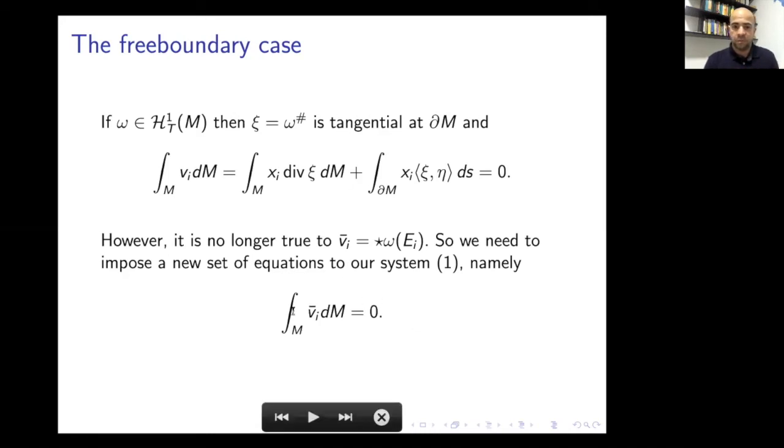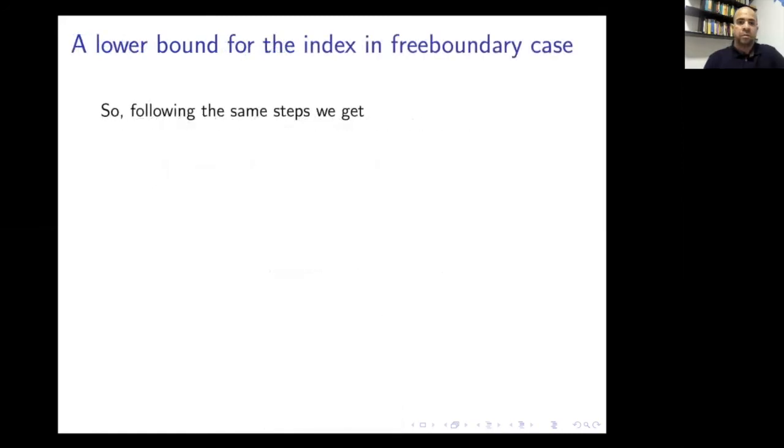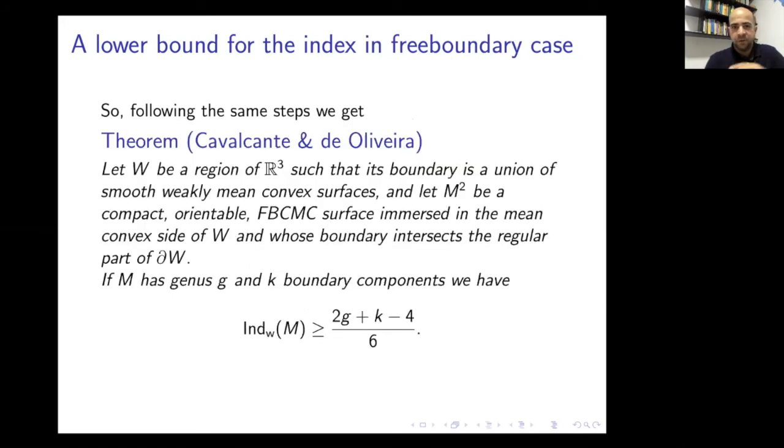Actually, this set here of equations. Following the same steps as in the closed case, we get our second theorem. We denote by W our region in R3, bounded by a union of smooth surfaces which are weakly mean convex. It means that the mean curvature of each surface is non-negative. We denote by M a compact orientable free boundary CMC surface immersed in the mean convex side of this region and whose boundary intersects only the regular part of the boundary.